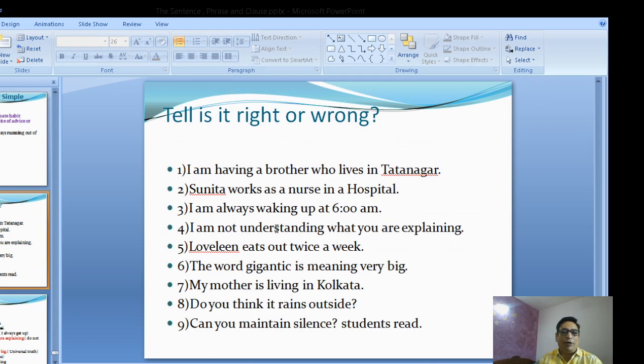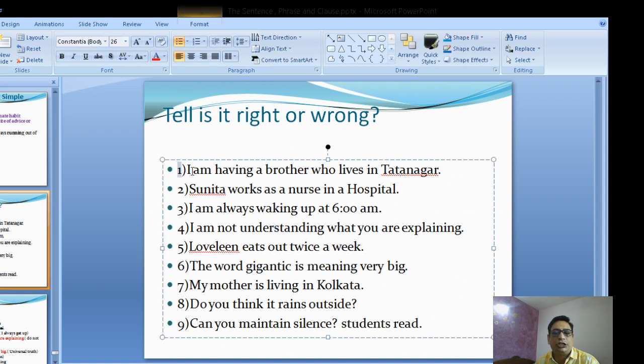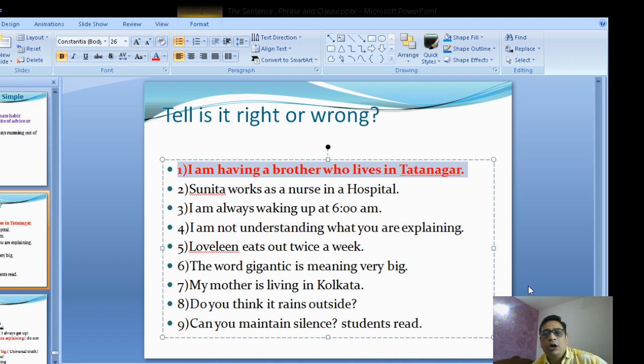Now, the part that you all are waiting for. I will be talking about one sentence at a time, which I will enlarge, and you're going to tell me if it's right or wrong. I'm going to convert it into red. So do not look at the second sentence. I am having a brother who lives in Tatanagar. If it's a correct sentence, write it's correct. If it's a wrong sentence, correct it and write the right form.